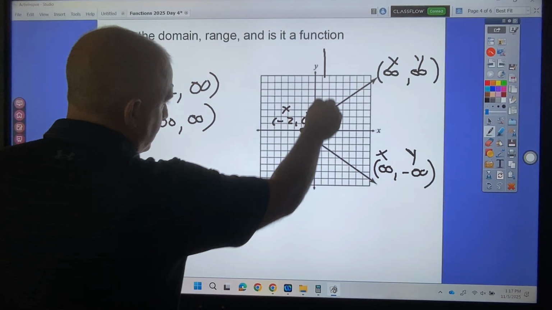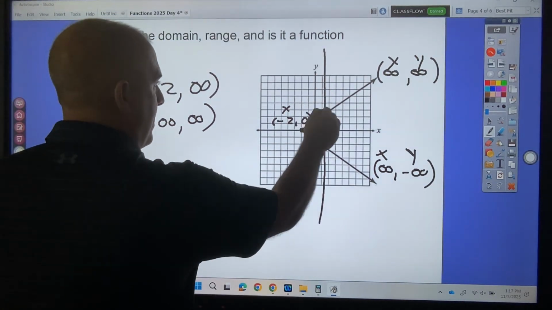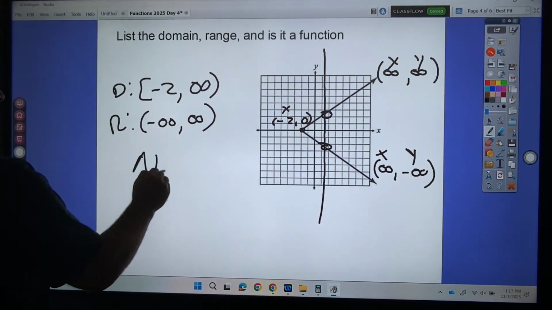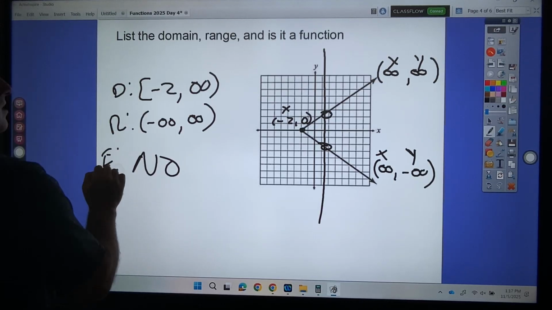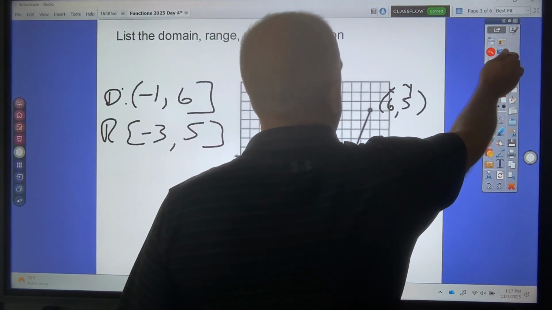Now, is this a function? From the previous lesson, if I make a vertical line that passes through there more than once, that's going to be no. So that's the function for no. Okay, let me go back. I skipped that for these other ones.